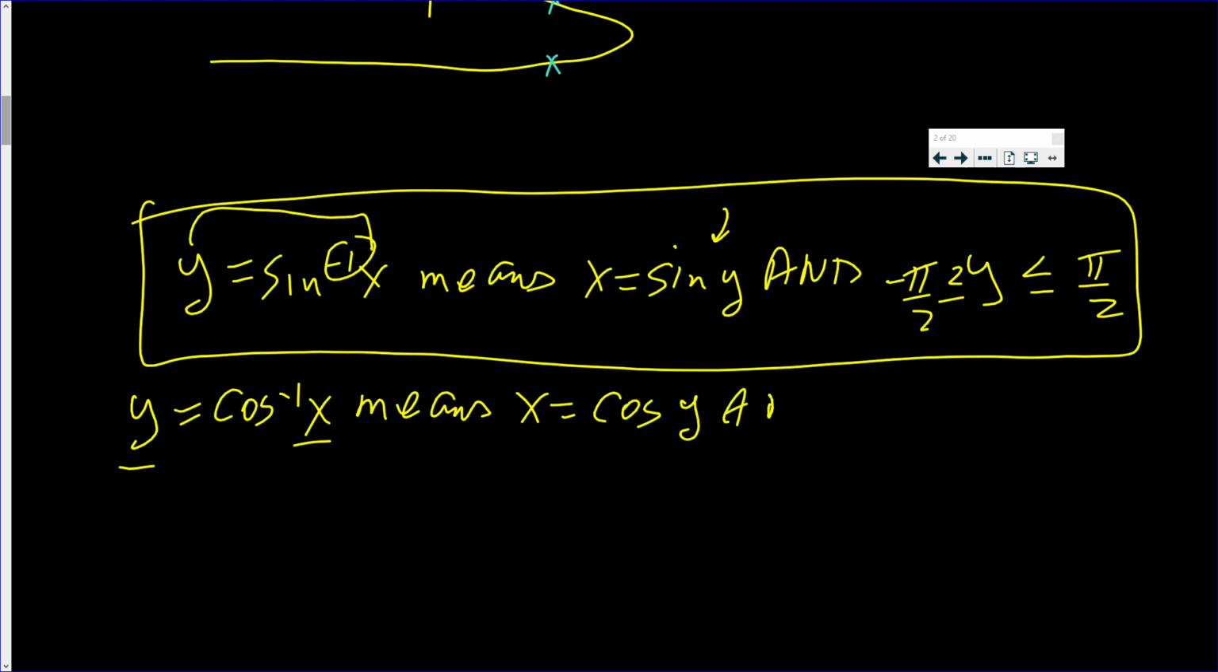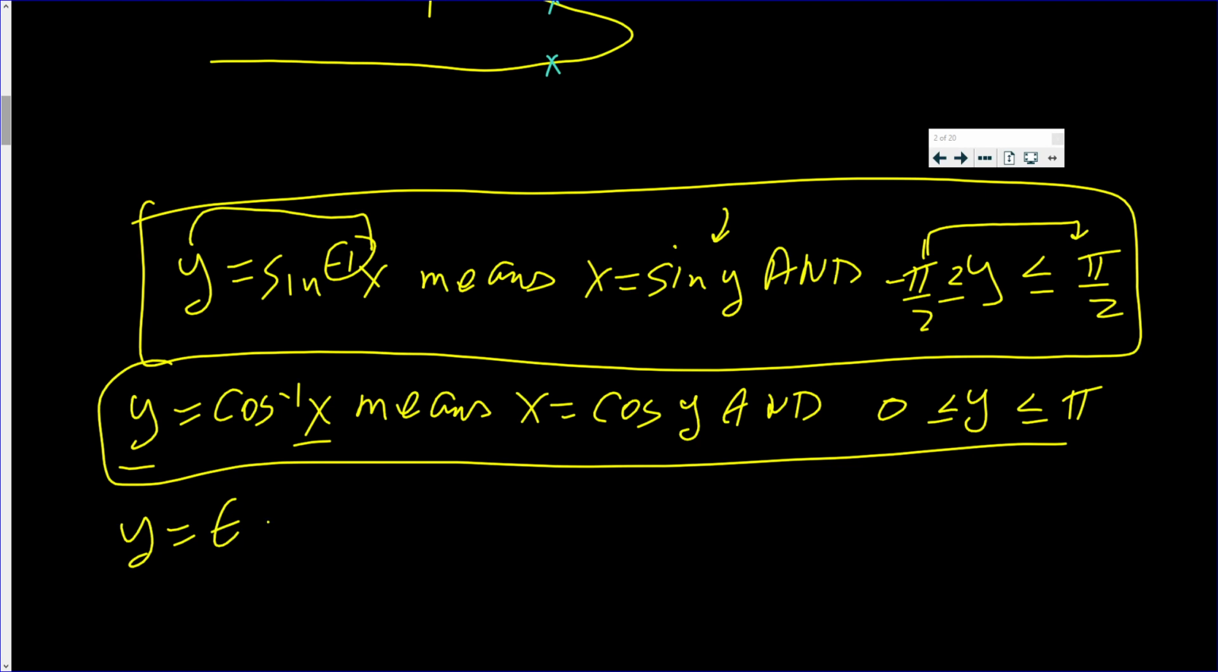But then there is this restriction. For cosine inverse, the angle can go between 0 and pi. They always go pi units. From 0 to pi is pi, from negative half pi to pi over 2 is also pi.